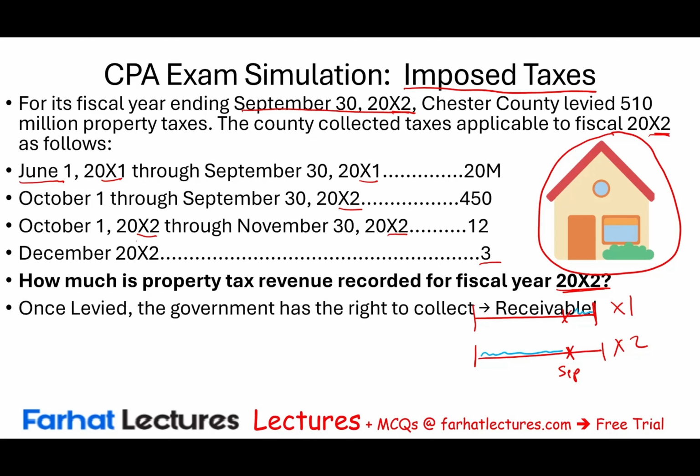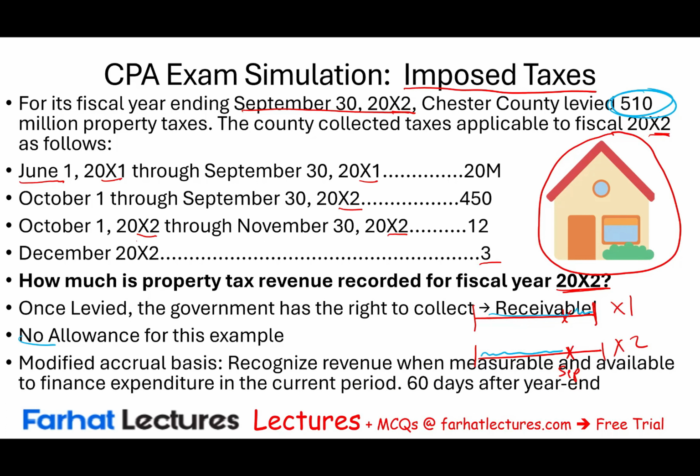Well, here's what we need to know. Once the taxes are levied, the government has the right to collect the money, therefore they can create a receivable. For the sake of simplicity, I did not include an allowance amount for this example. I want to keep it simple. And bear in mind, we are using the modified accrual. It means we have to recognize revenue when measurable and available to finance expenditure in the current year, or that funds are available within 60 days after year end.